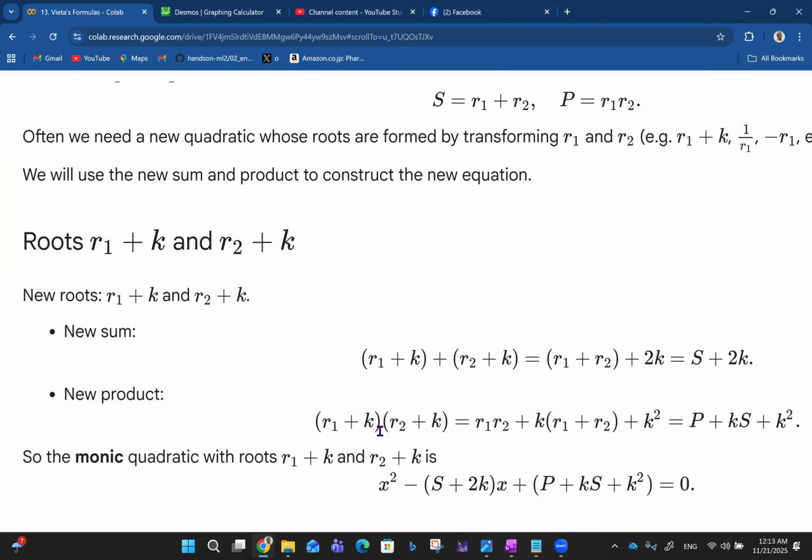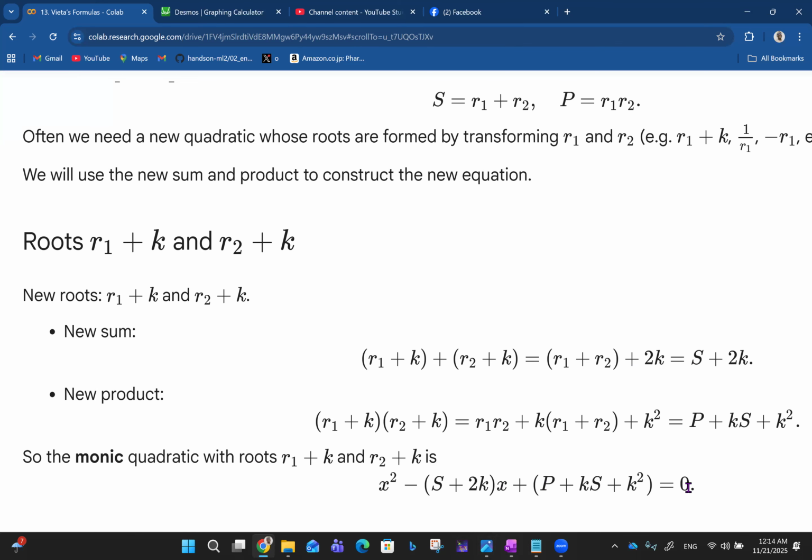And then the new product will be r1 plus k times r2 plus k. If you multiply all that, r1 times r2 is r1 r2, then r1k, and r2k, which is k times r2. So you have k times r1 plus r2, plus k times k, that's k squared. At the end of the day, you have r1 r2, that's p, plus ks plus k squared. So the monic quadratic with roots r1 plus k and r2 plus k is x squared minus (s plus 2k)x plus (p plus ks plus k squared) equals 0.